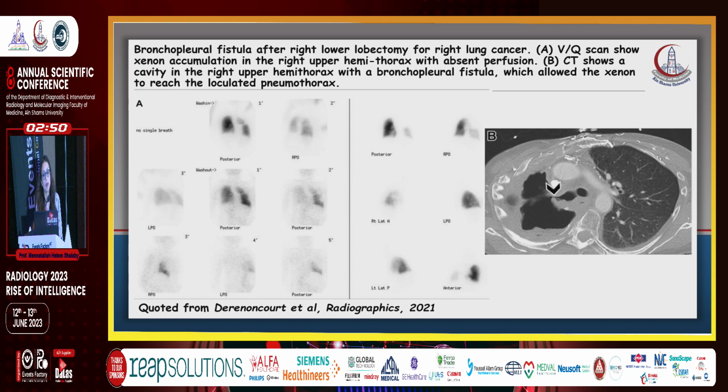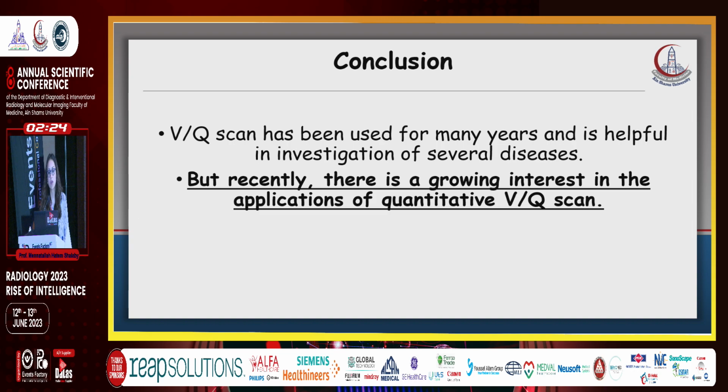As you see, there is xenon accumulation in the right upper lobe here, and the corresponding perfusion scan shows absent tracer. So this is the site of the bronchopleural fistula where xenon could escape and reach the pleural space or the area of loculated pneumothorax.